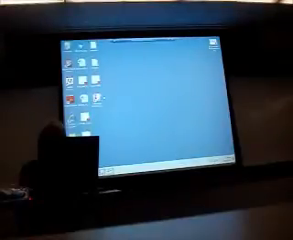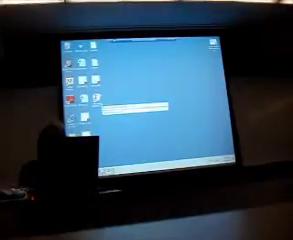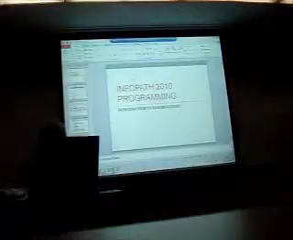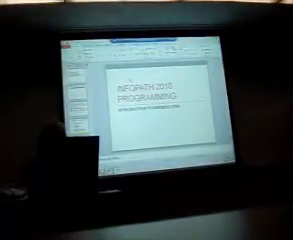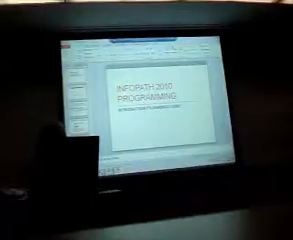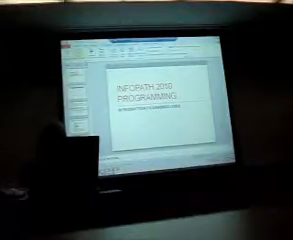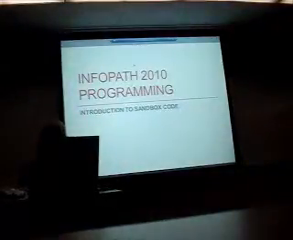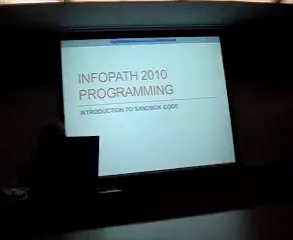Okay, so tonight we're going to continue with our talk about InfoPath. We're going to go into programming. We're going to do 2 parts. I'm going to do an introduction just to explain what it is, and then Ludmilla is going to give a practical example of a higher level application of what you would do with this.